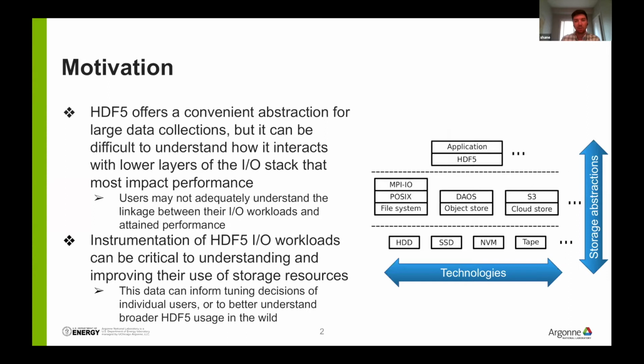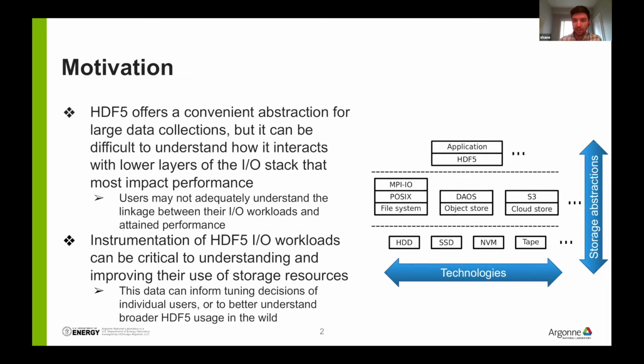But the difficulty it creates is that it makes it difficult to understand what's happening with lower layers of the IO stack. So if you can see over here on the right side, I've got a figure showing the HDF5 stack for different types of applications, essentially. So at the top, you have an HDF5 application. In the middle, you have different VOLs and storage system types. So, your traditional MPIO POSIX to file system, or something like DAOS to object store, S3 to cloud store. And then at the very bottom, you have your actual storage hardware.